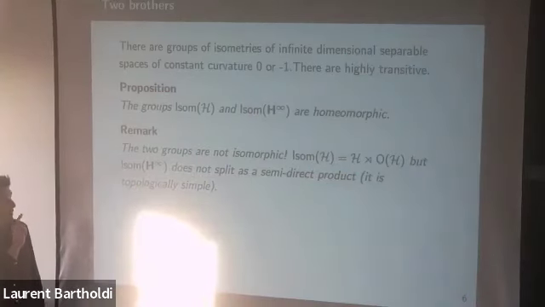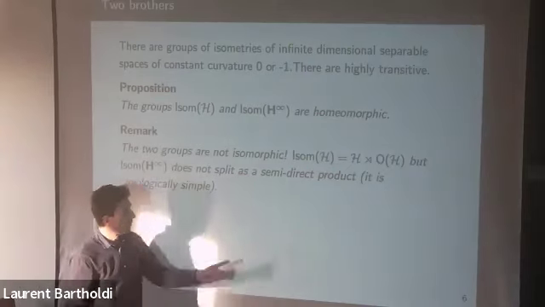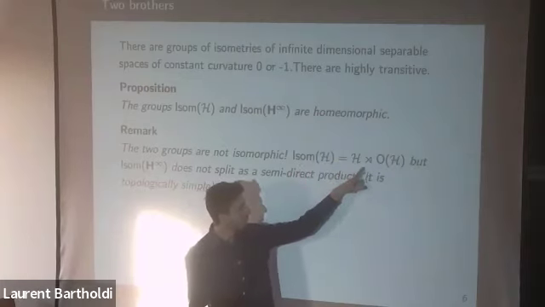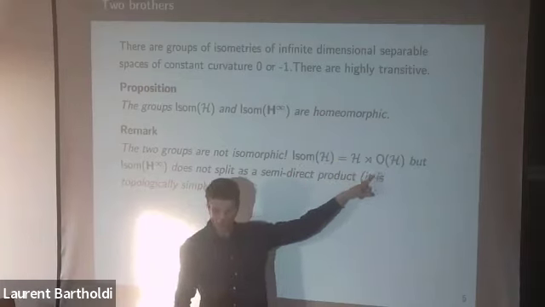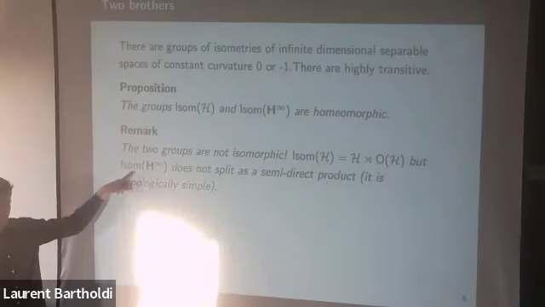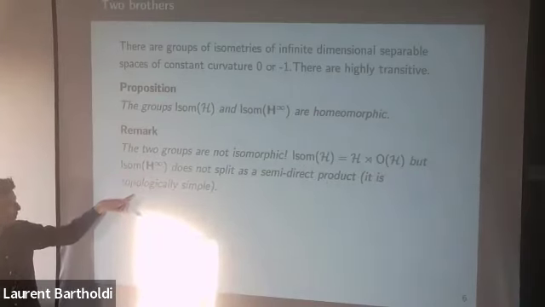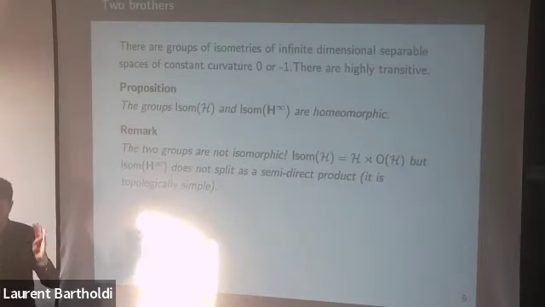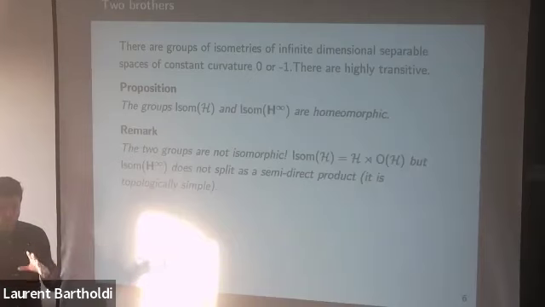But as algebraic structures they are completely different, because for the isometry group of Hilbert space we have a semidirect product, and here there is no normal closed subgroup. We can show that it is topologically simple. So they are topologically the same, but algebraically completely different. One is simple as a topological group, and the other is not.